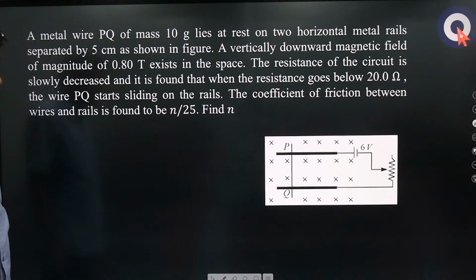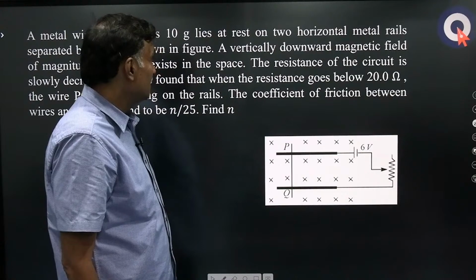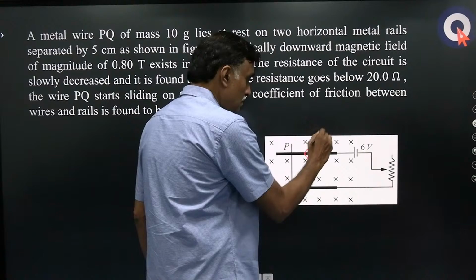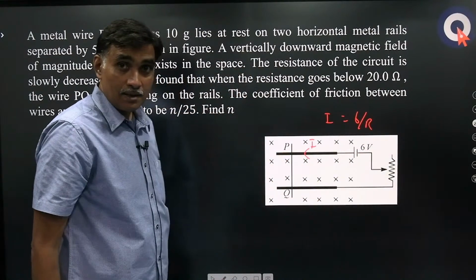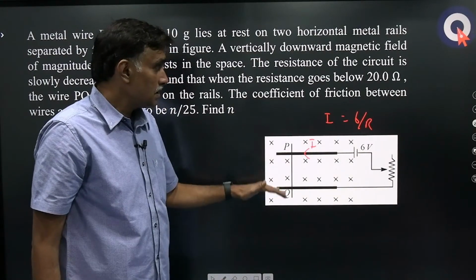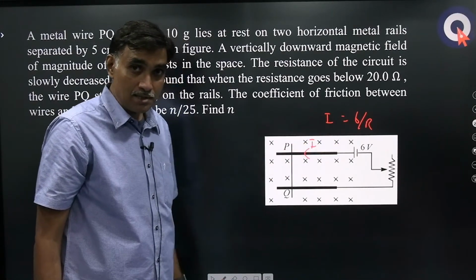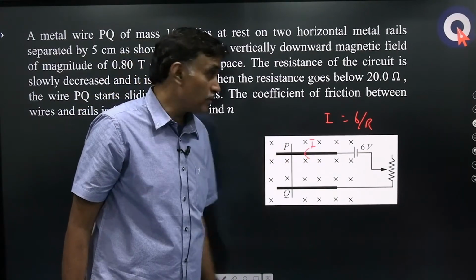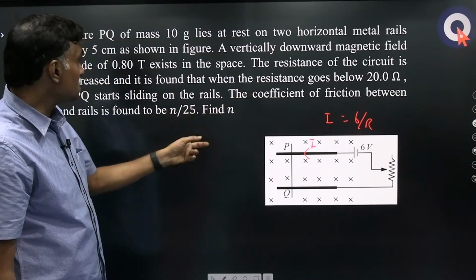Find n. Okay. So there is a wire, there is a current here. And what is current? It is 6 by R, 6 by this resistance. As this resistance is decreased, the current increases, so the force on this wire will be increasing. So this force is increasing as resistance is decreasing, and at a particular value of that resistance, this force becomes equal to limiting friction. The next moment it starts moving. Okay. So when resistance goes below 20 ohm, it starts sliding.